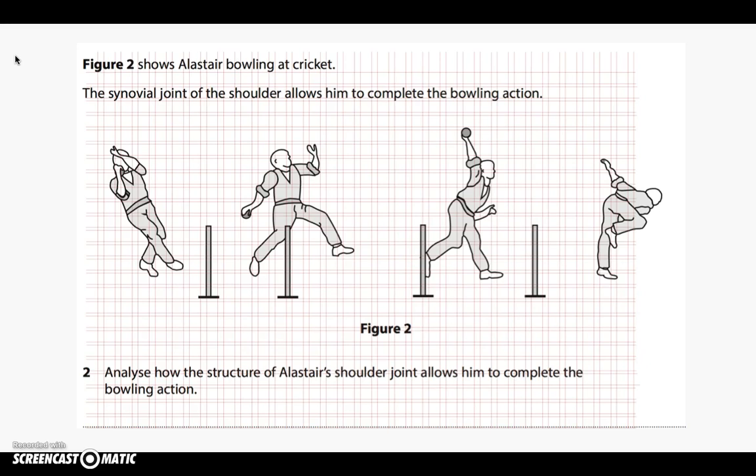Now this is a sample question from last year's exam. As you can see, it shows a bowler in cricket. So the synovial joint of the shoulder allows him to complete the bowling action. Analyse how the structure of Alistair's shoulder joint allows him to complete the bowling action. Now, for you to be able to analyse the bowl, you're going to have to know movements that are available at specific joints. For example, for this joint, you're going to have to know what movements are available at a shoulder joint. But we'll discuss this in more detail in the lesson.